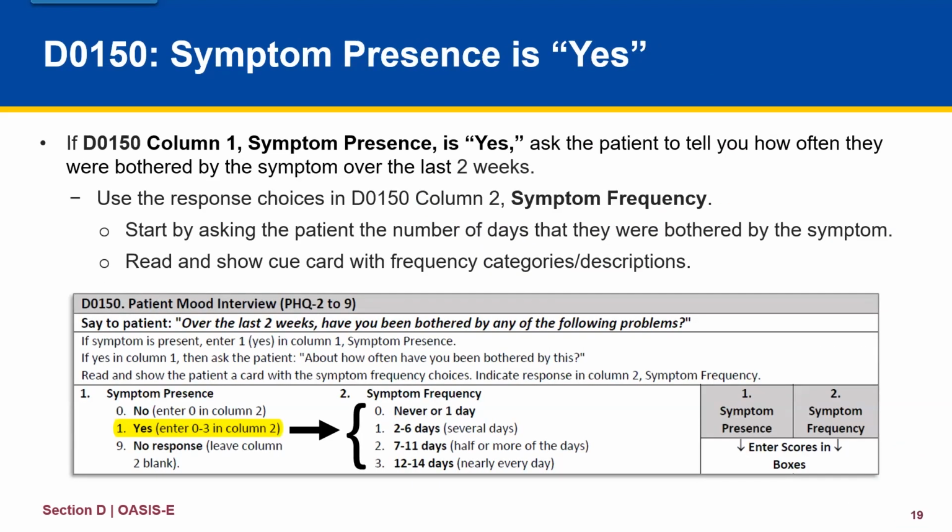So let's consider, if D0150 column 1 symptom presence is yes, ask the patient to tell you how often they were bothered by the symptom over the last 2 weeks. Use the response choices in D0150 column 2 symptom frequency. Start by asking the patient the number of days they were bothered by the symptom and read and show the cue card with frequency categories and descriptions.